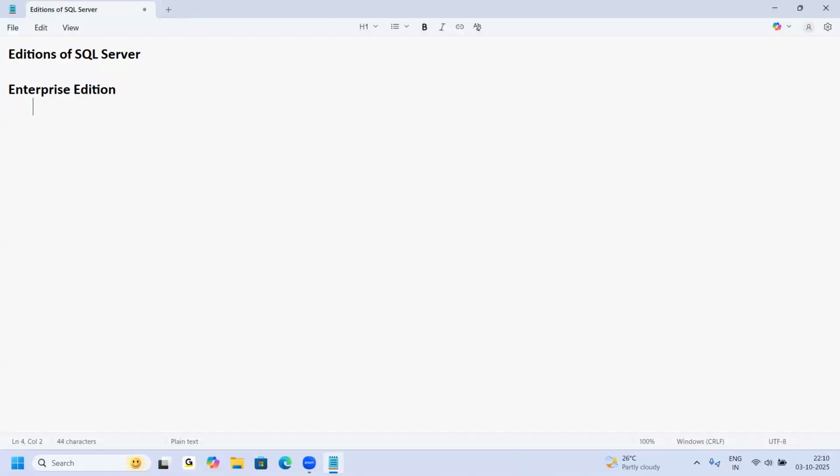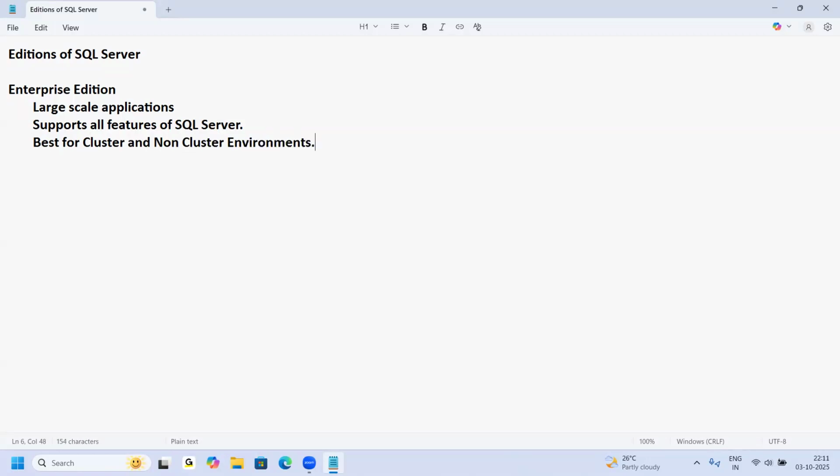You'll have a key for this. And this is mainly used for large scale applications. Enterprise Edition is being used for whom? Large scale applications. And you'll have support of all features of SQL Server. It is best for both cluster and non-cluster environments. Yes, suitable for both.